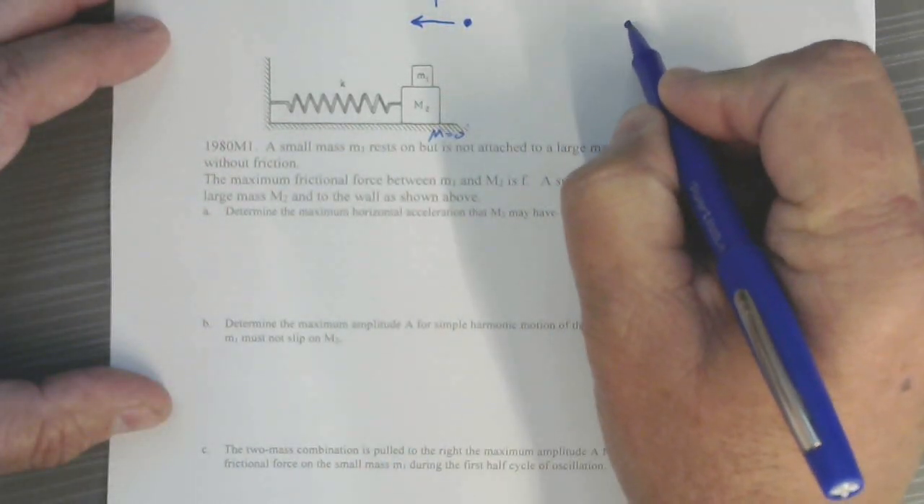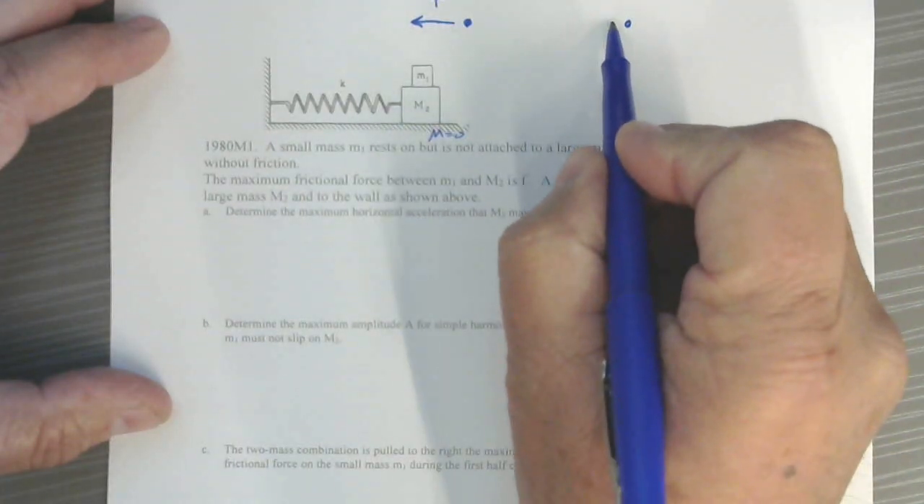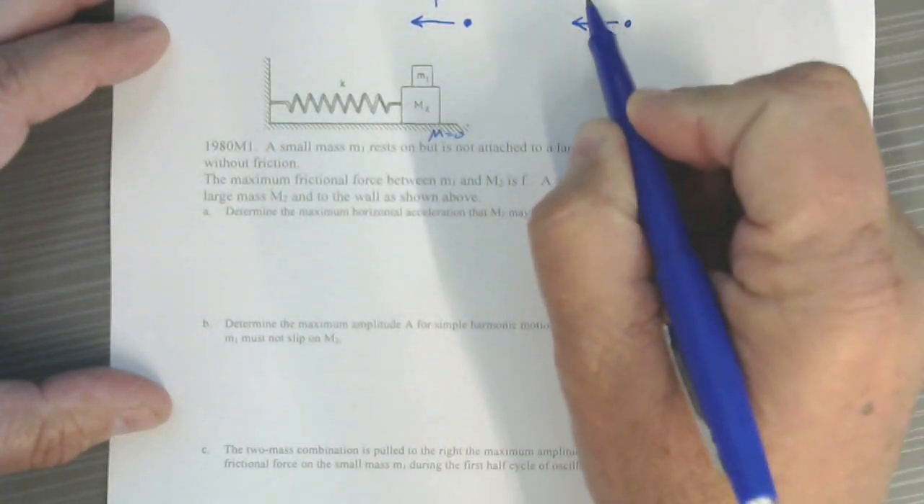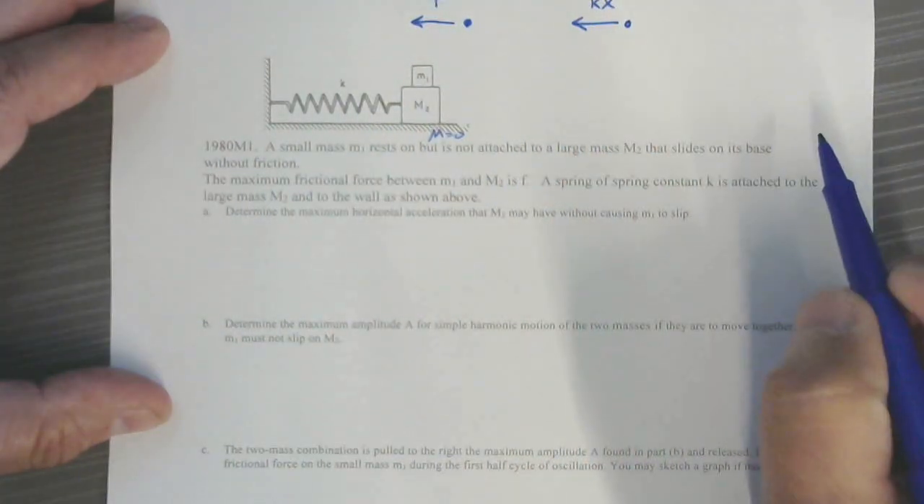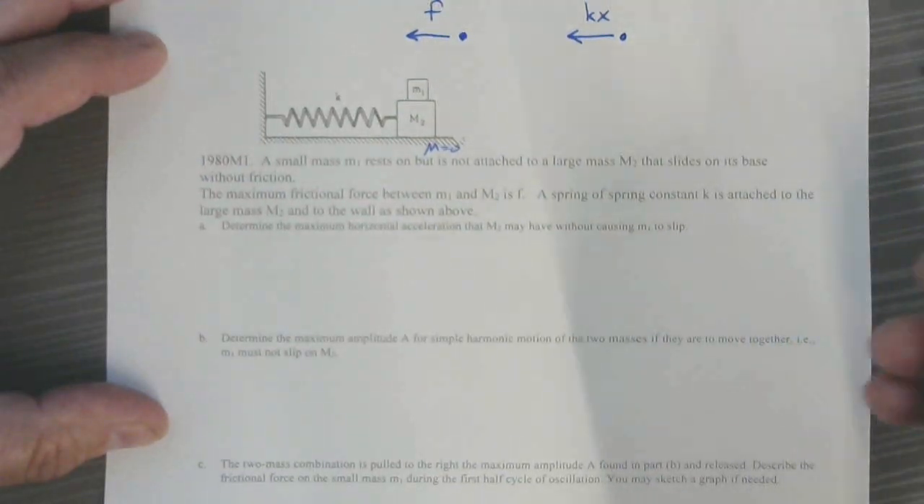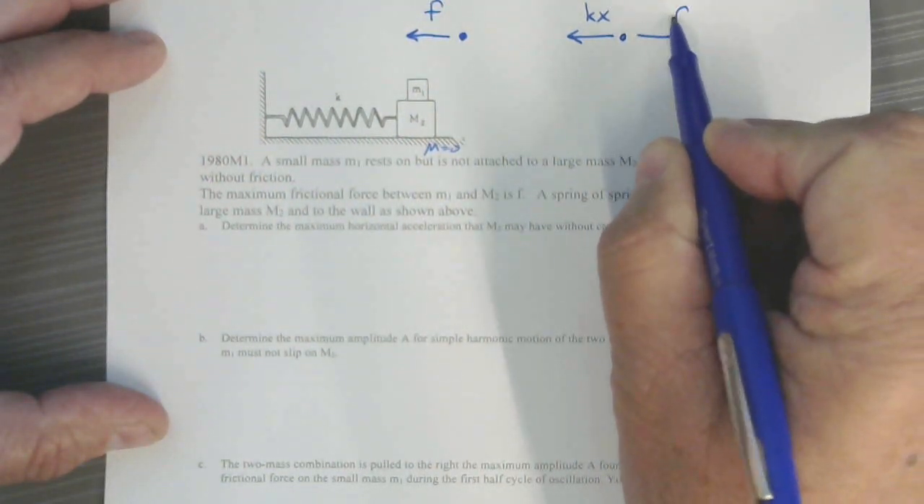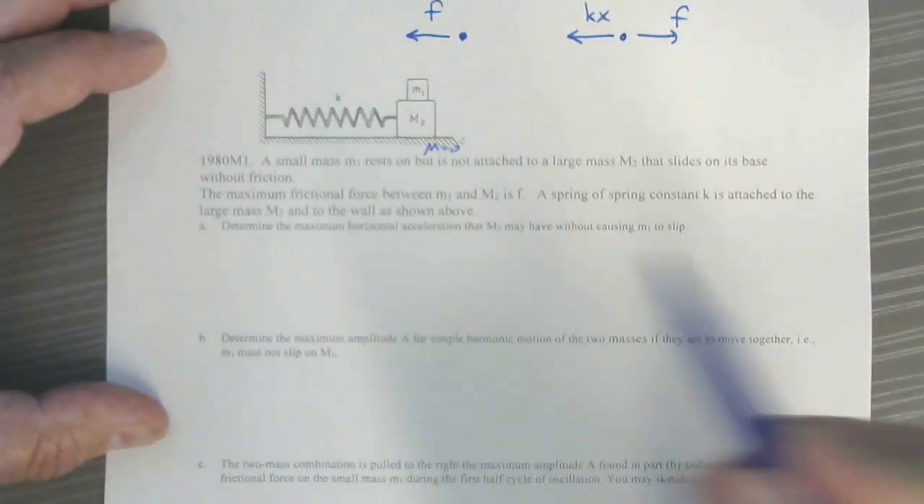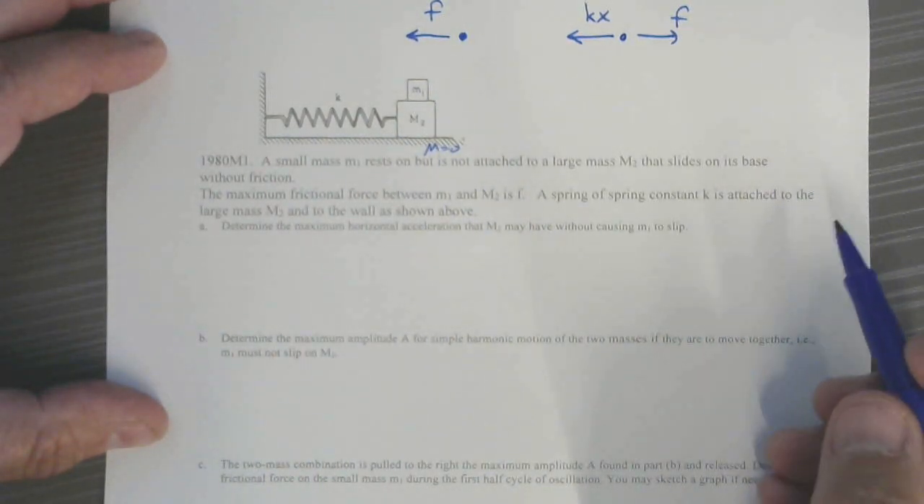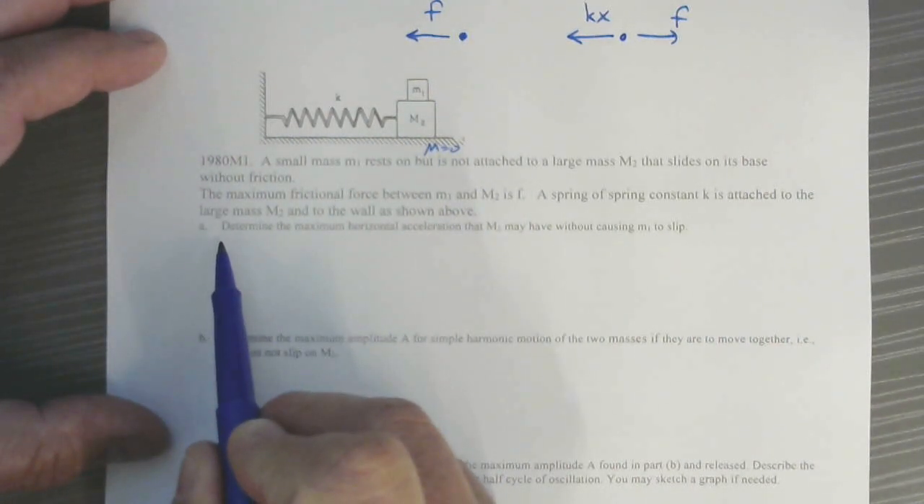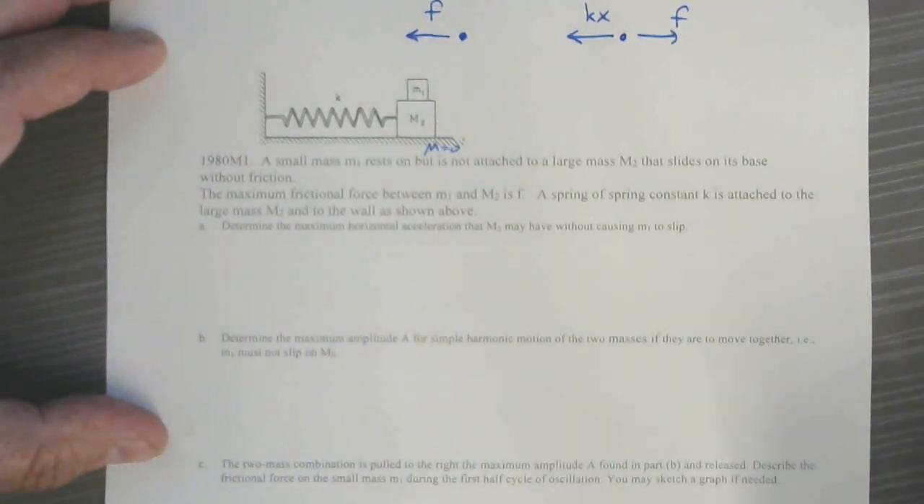Now, the other mass, mass 2, has two forces on it. One is the spring pulling it to the left, and that will be a force of kx. But there's a reaction from the frictional force going the other way. So there is a bit of a battle here on mass 2. Okay, now we read what they want us to do. They say determine the maximum horizontal acceleration that M2 may have without causing M1 to slip.